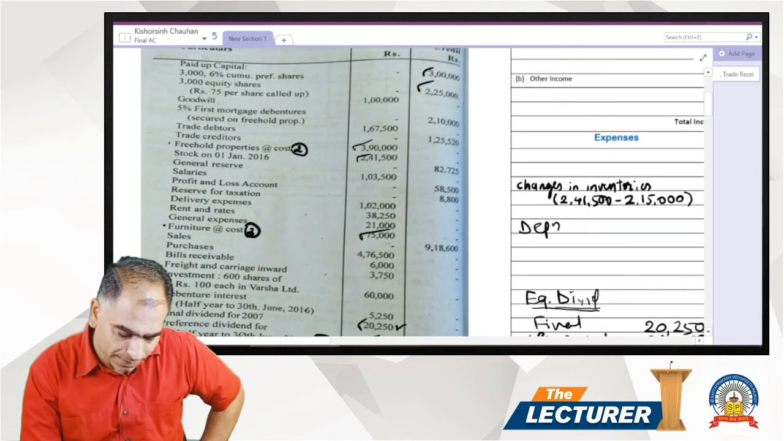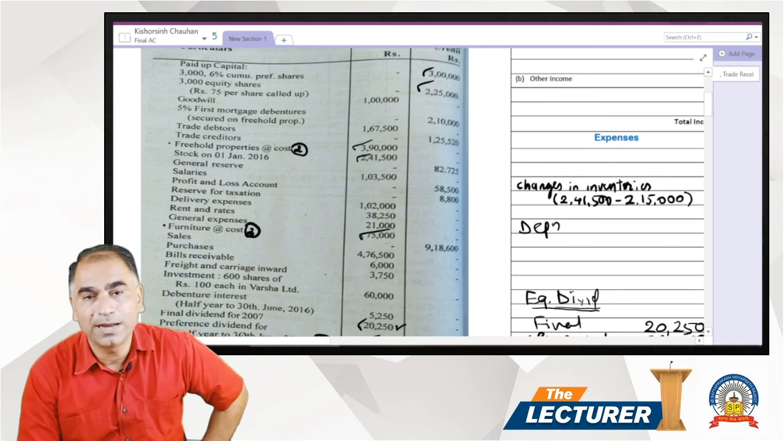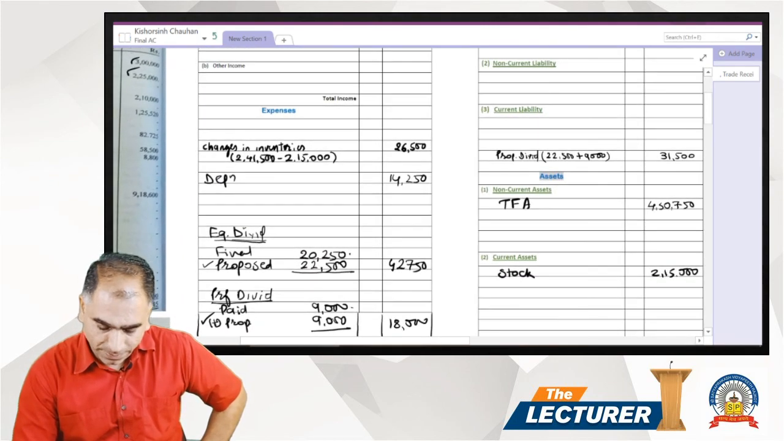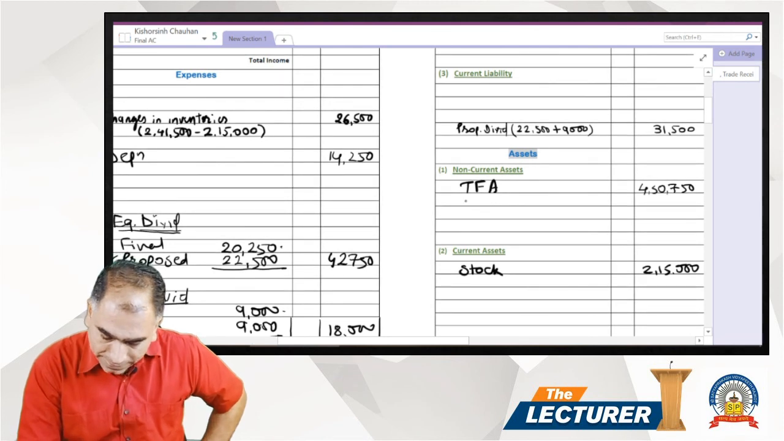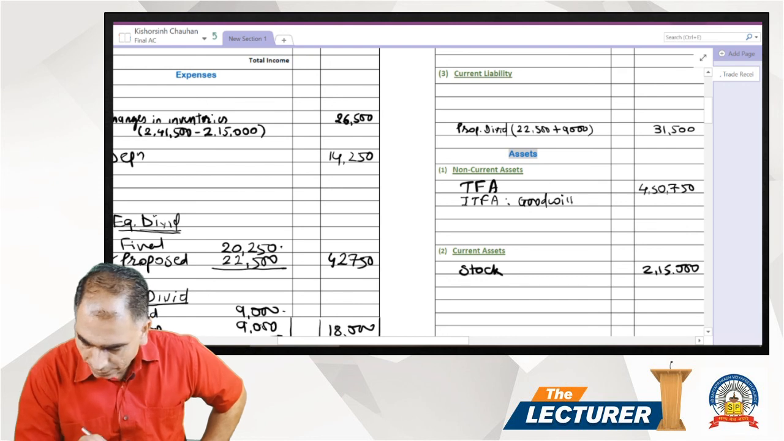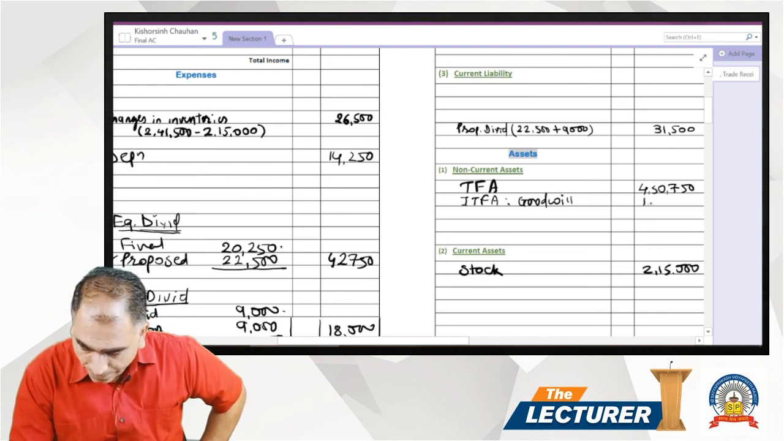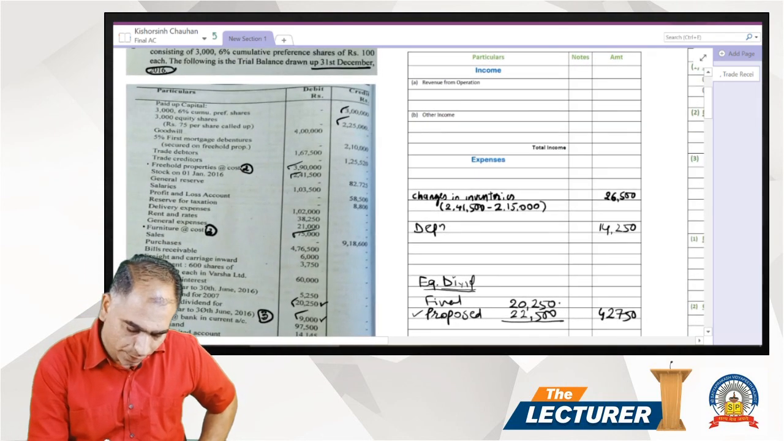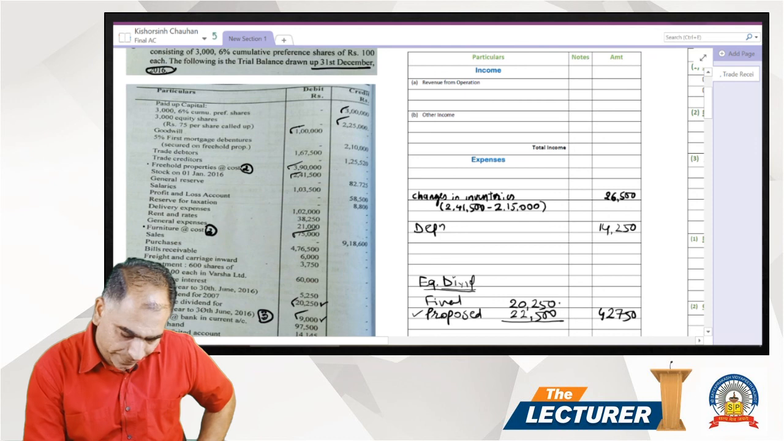હવે નેક્સ્ટ ઇઝ ધ ગુડવિલ 1 લાખ. ગુડવિલ ક્યાં આવશે? બેલેન્સ શીટ. ગુડવિલ ઇઝ અ અસેટ, ફિક્સ અસેટ. તો બેલેન્સ શીટમાં it's intangible fixed asset where you have a goodwill that is 1 lakh. So goodwill is taken care. You have to go for tick goodwill.